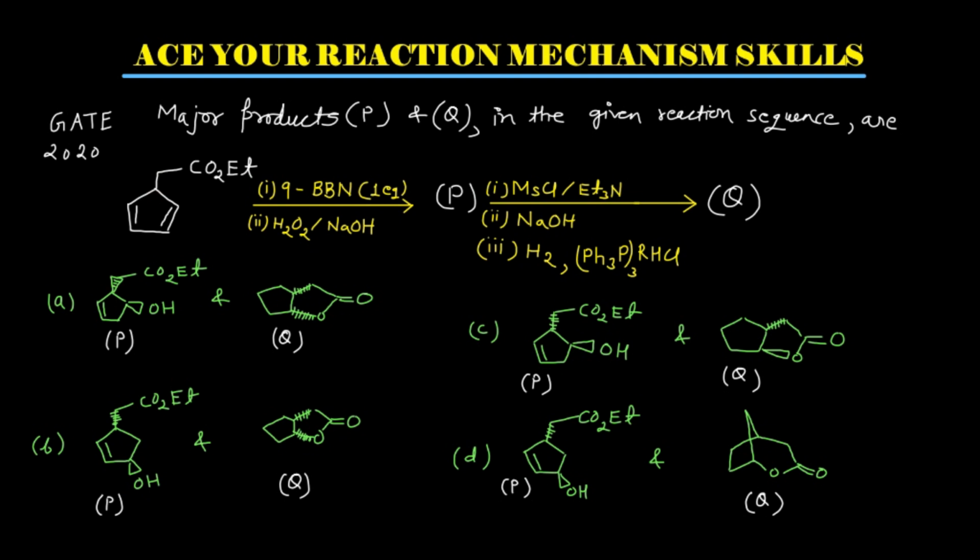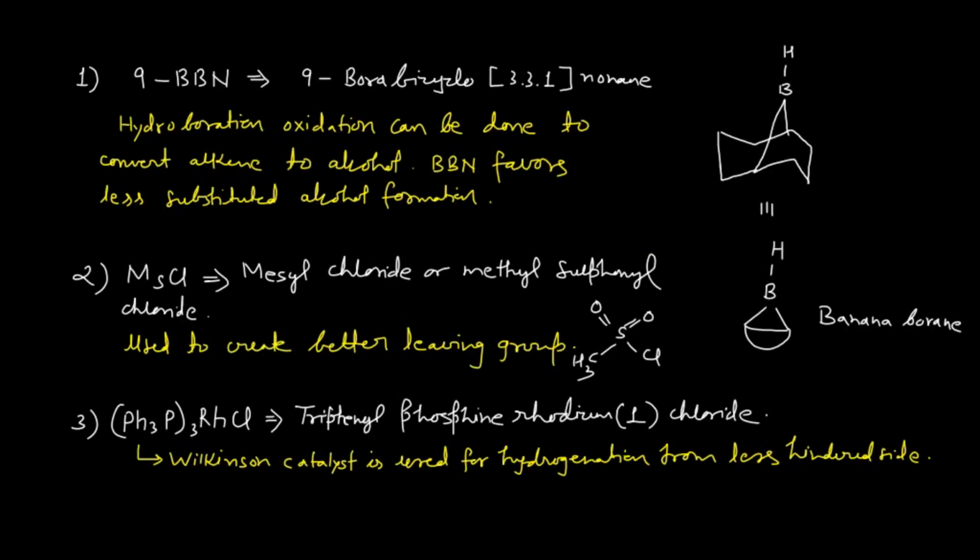Now, what is this 9BBN, right? And what is this MsCl? And what is this triphenyl rhodium 1 chloride? All these things you need to know before starting the reaction. So let us take a look on the reagents first. First of all, this is your 9BBN. 9BBN is 9-borabicyclo 3.3.1 nonane. Okay, so this is a bicyclo compound, and this is the nomenclature of this particular compound.